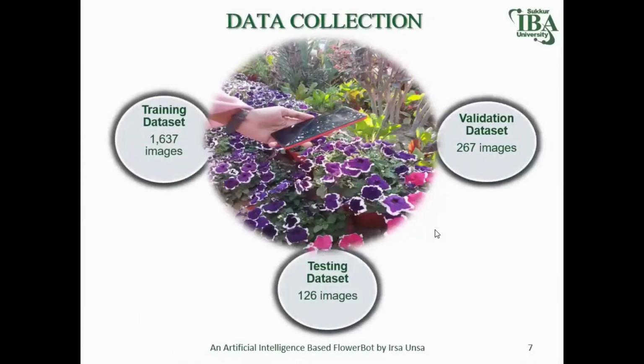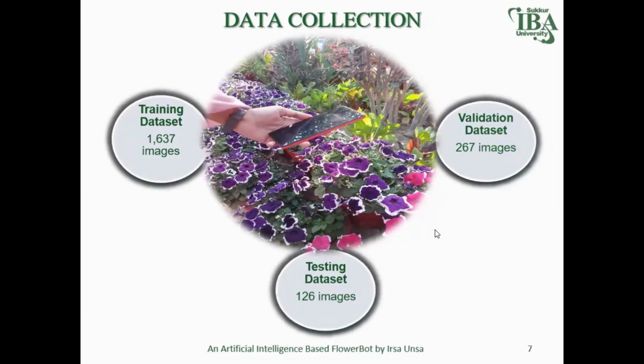So the dataset, basically our dataset consists of 1,637 training images, the testing set contains 126 images, and the validation dataset contains 267 images. Basically, this dataset was taken at different angles and at different times, like daytime and nighttime.